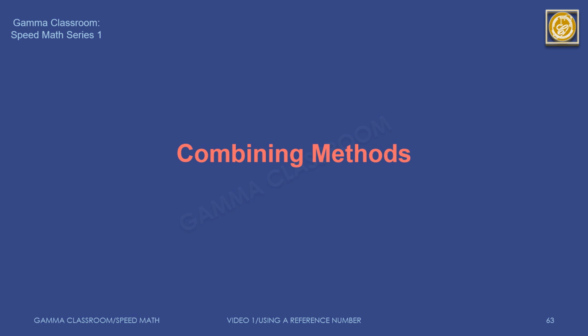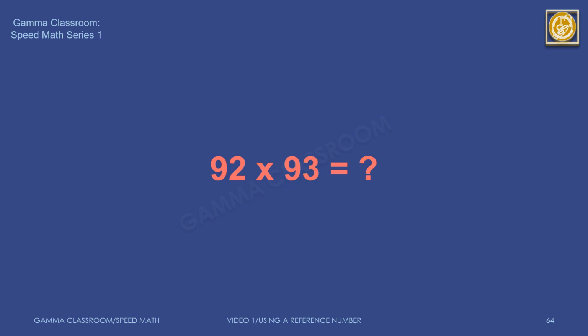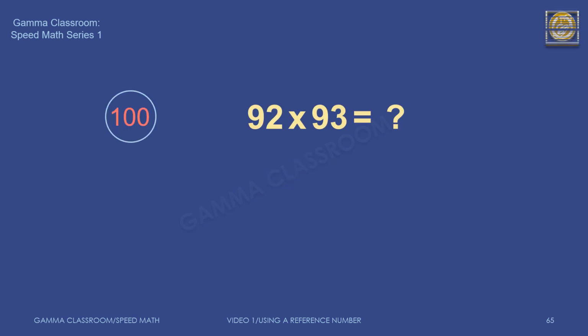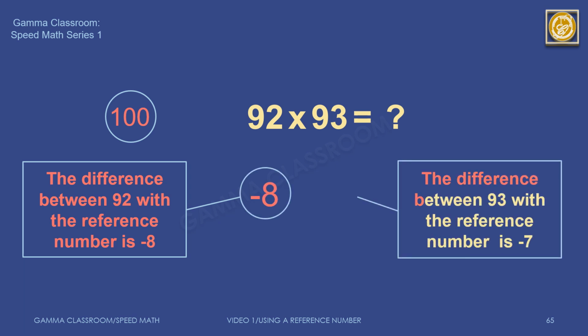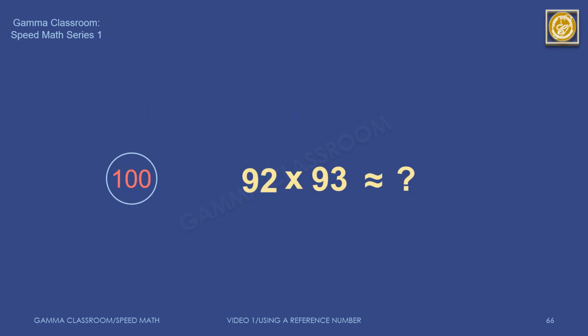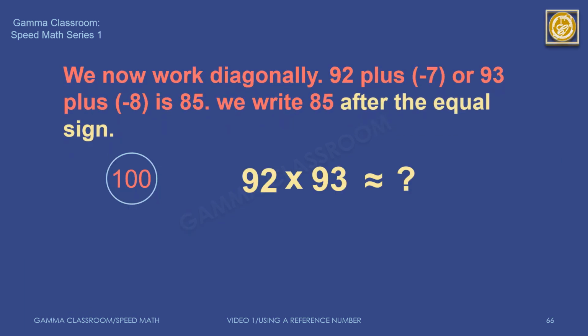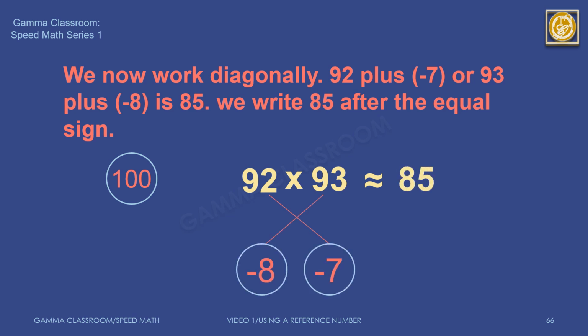Let's begin by learning how to multiply numbers up to 100 times 100. 92 times 93 equals how many? The difference between 92 and the reference number is minus 8. The difference between 93 and the reference number is minus 7. We now work diagonally. 92 plus minus 7, or 93 plus minus 8, is 85. We write 85 after the equal sign.